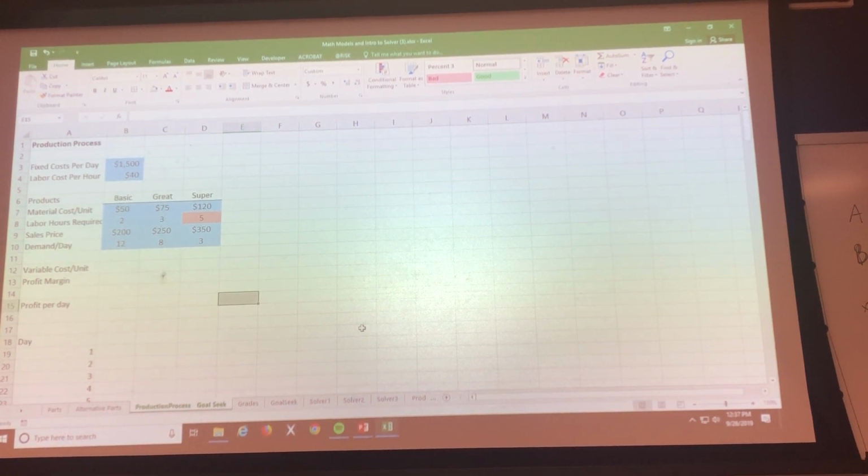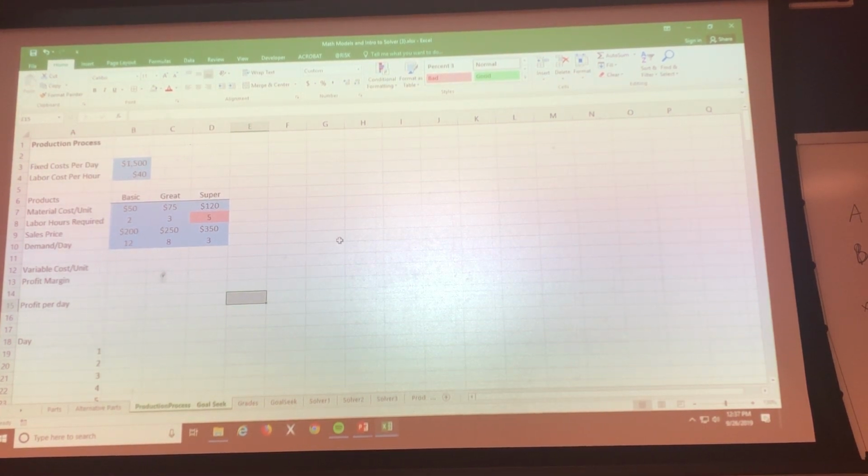But if you looked at the PowerPoint, it tells you all these data values which are here. You make widgets, and we make three different models, a basic, a great, and a super. And they have different material costs, levels, labor requirements. We sell them at different amounts. We have different amounts of demand per day.